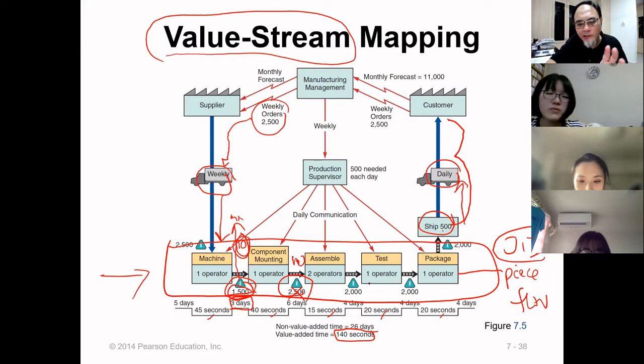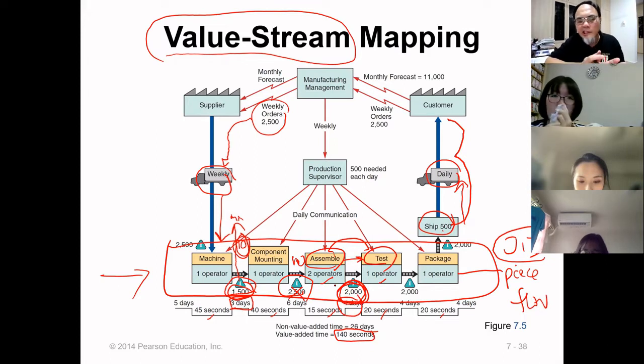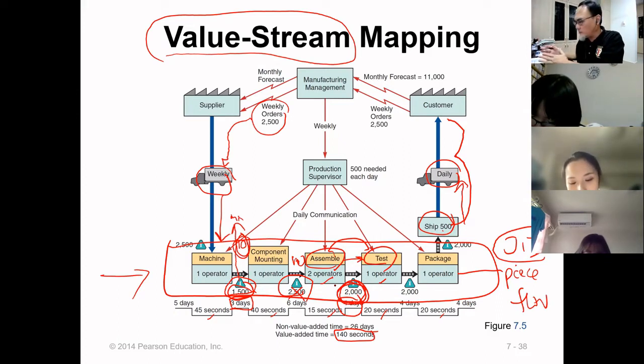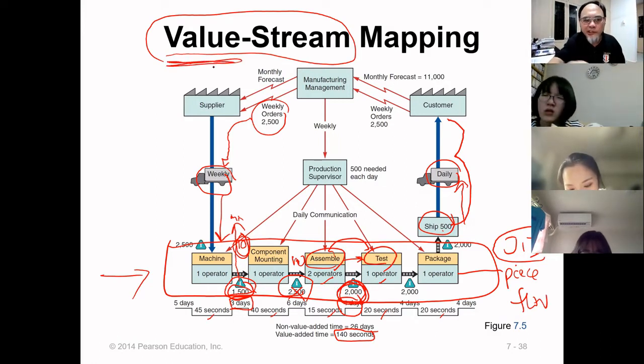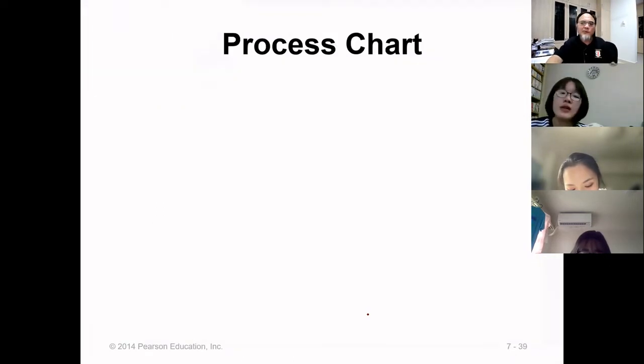The smaller the amount that you keep in the process, for example, between assembly and test. Assembly, test. Two operators, one operator. In between, there are 2,000 pieces waiting, doing nothing. The assembly waits there, waiting to be tested. No value. So that's why it is called value stream. So we reduce this. Okay. So we can come up with a future value stream mapping.